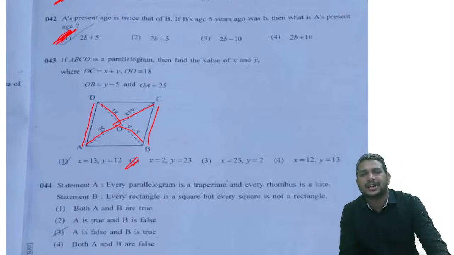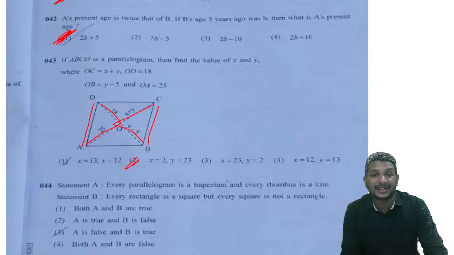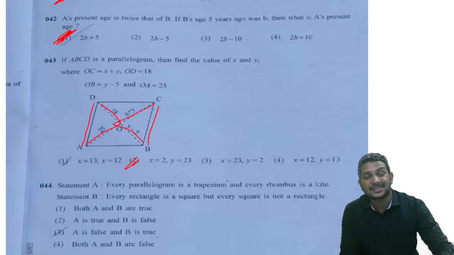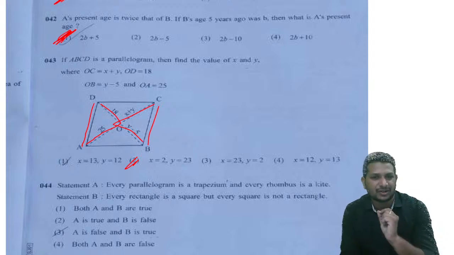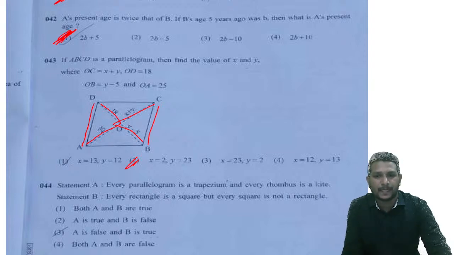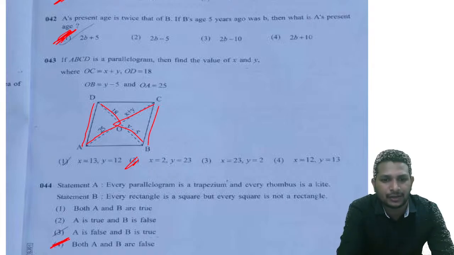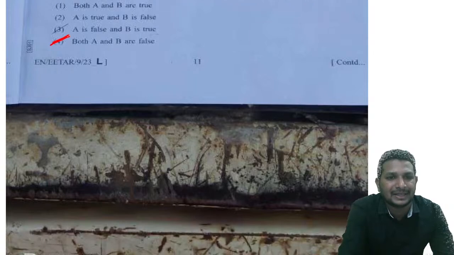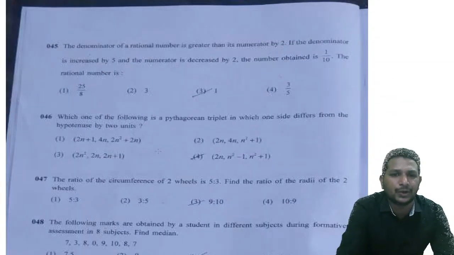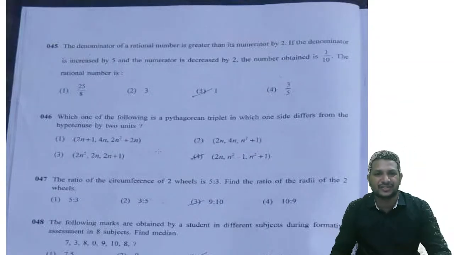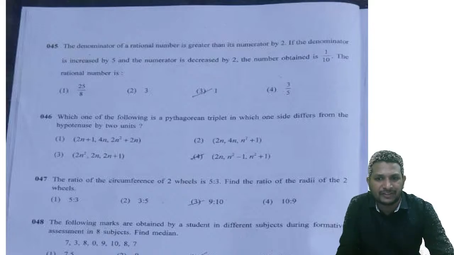Every rectangle is a square, but every square is not a rectangle. Yes, that can happen, right? But the first statement itself is wrong. So both A and B are false, which is option 4. Question number 44, we got option 4. This is set L we are discussing. Don't worry, the order of the questions is different. So let's discuss question number 45.